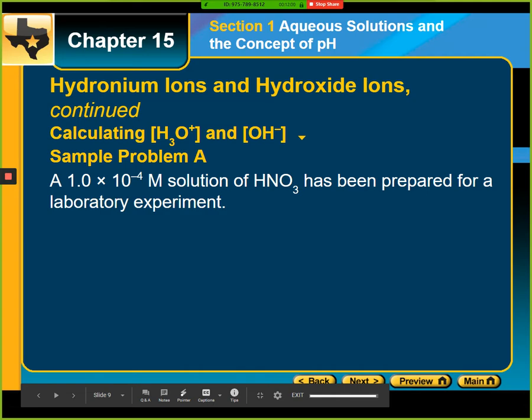Let's take a look right here. We've got a 1 times 10 to the negative 4 molar solution of HNO3, that's nitric acid. We want to know, first of all, what is the hydronium concentration of this solution? If the concentration is 1 times 10 to the minus 4, and this is a strong acid, and we're going to assume that it is because it doesn't tell us otherwise, we're going to assume that it completely ionizes, meaning that these hydrogens are completely going to split off from these nitrates, which means that every one of those hydrogen ions is going to grab onto a water molecule and make a molecule of H3O. So if we've got a 1 times 10 to the negative 4 molar solution of this, that means we're going to have a 1 times 10 to the negative 4 molar solution of hydronium.